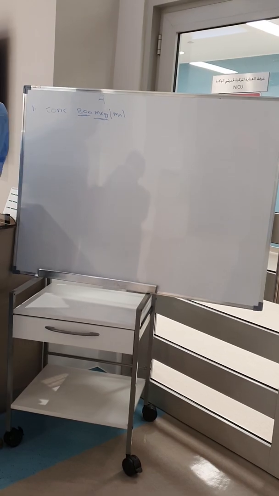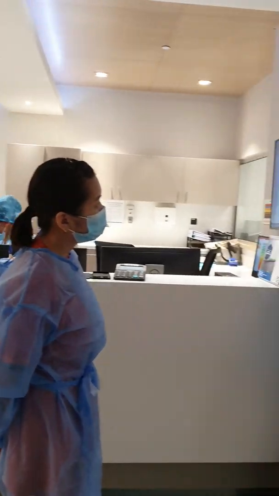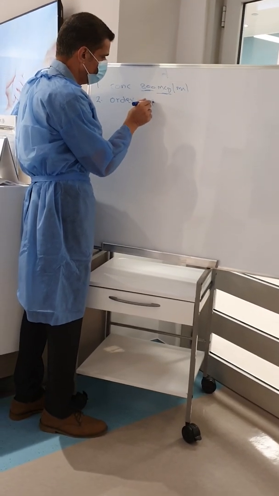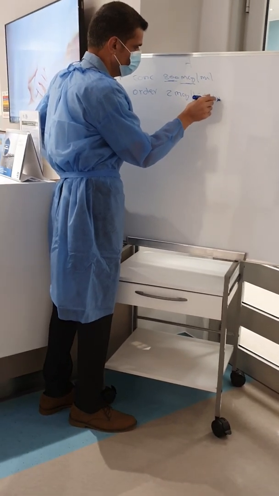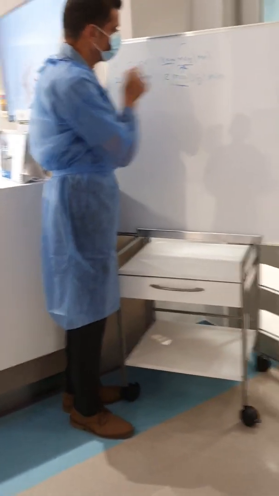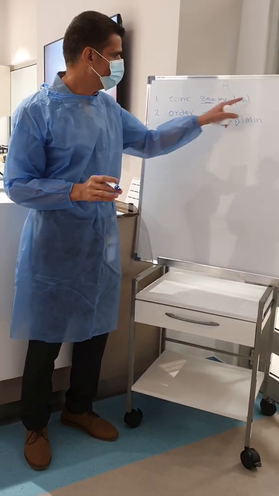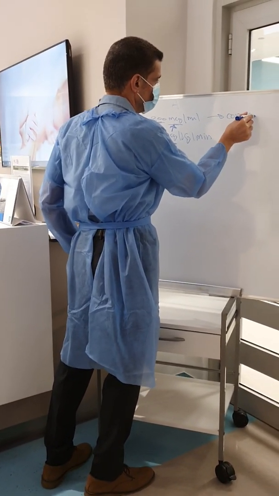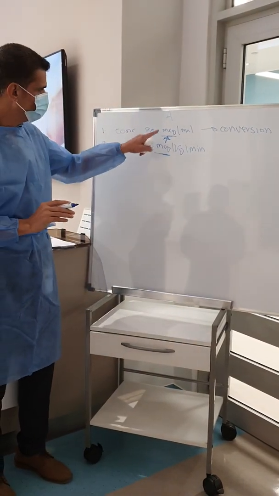Let's assume the order is 2 mic per kg per minute. First thing you can see that this matches this, so no conversion, we don't need to convert. If it's not matched, before we calculate, we need to change here. We need to do conversion. So we have the concentration matching.